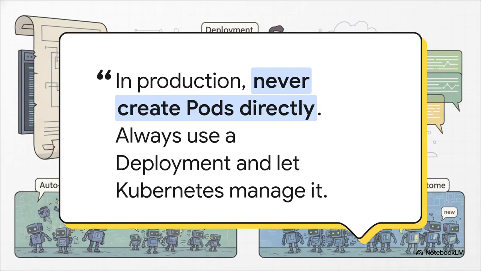And finally, the golden rule, the one thing you should take away from all of this. In a real production environment, you should never create pods directly. Just don't do it. Always create a deployment and let Kubernetes manage everything. A raw pod has no supervisor. If it dies, it's just gone. A deployment gives you the auto-healing, the auto-scaling, the zero downtime updates, all of it. Let the controller do the work. That's how you build systems that last.